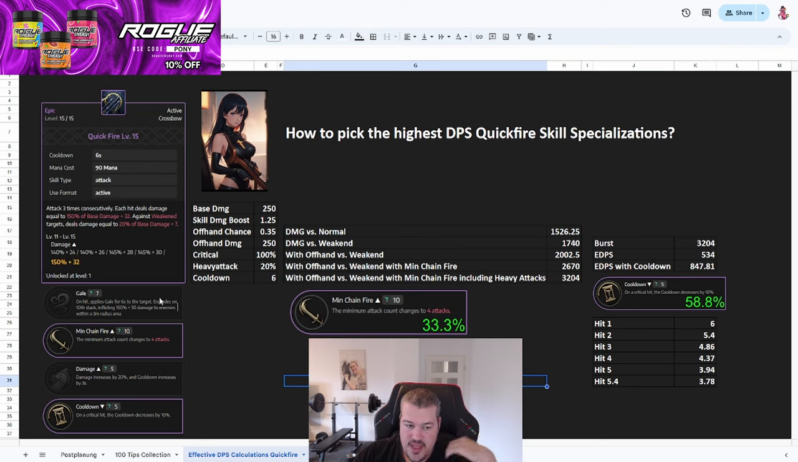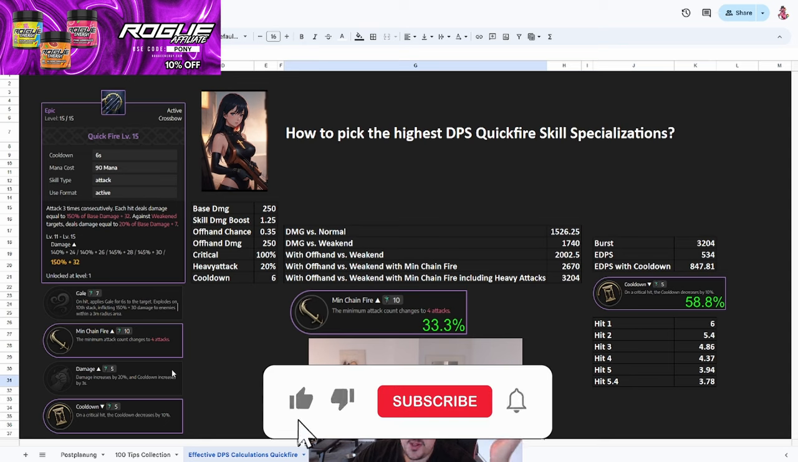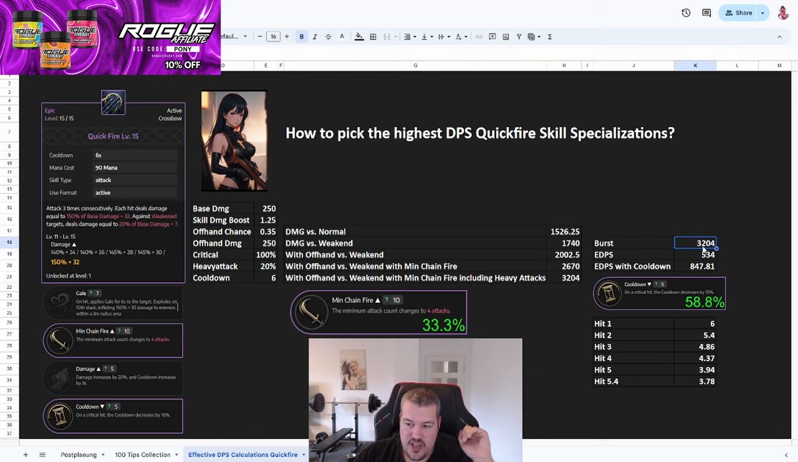Let me show you why I didn't even consider doing the in-depth math for Gale and damage. So Gale will explode after dealing 10 stacks. So you're not even able to trigger it with the 5.4 hits. So it was not relevant for the calculation. And if we're looking at damage, if you're increasing the damage by 20%, but also increasing the cooldown by 50%, your DPS by default will just be worse. Damage is only good to increase your burst potential. So now we know what to pick for the quickfire itself if you want to have the highest DPS.